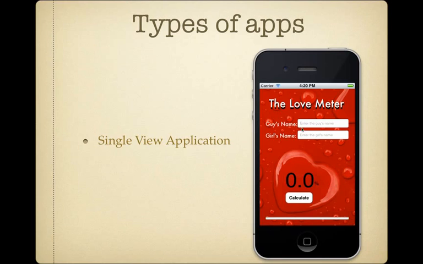It's called the Love Meter. You enter the guy's name, the girl's name, and then you press on calculate, and the percentage will appear here. So this is pretty much the single view application, and this is commonly used for simple applications.